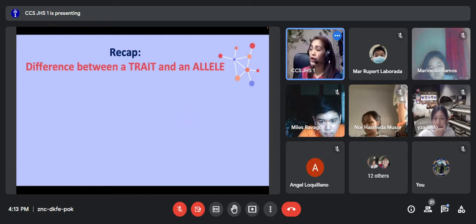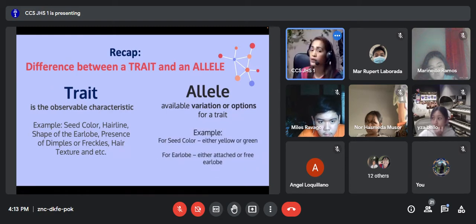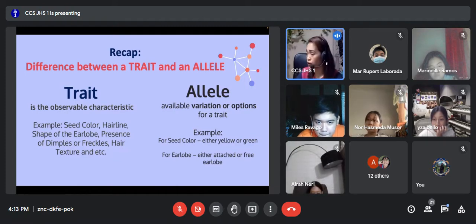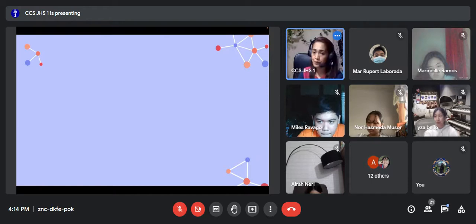So let's recap important concepts that are our foundation for our discussion. Please take note: when you talk about a trait, it is the category of a certain observable characteristic. And when you talk about an allele, it's actually the option or the variation for that particular trait. A very good example is seed color. When you talk about seed color, you are referring to a trait. And when you talk about the available options for seed color, either yellow or green, you're referring to the alleles, or options, for that trait.